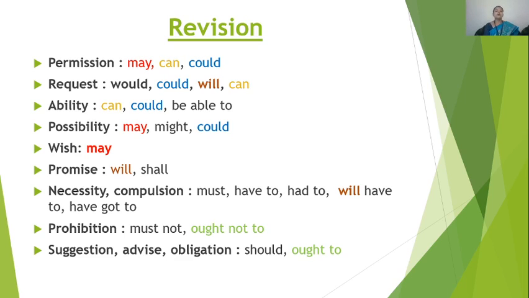Clear? Now, for the purpose of necessity and compulsion. For necessity, we use must, and for compulsion, we use have to. Apart from have to, had to, will have to, and have got to are some other modals that are used for the compulsion purpose. Clear? Now, prohibition means when you are not allowed to do something. For prohibition, we use must not and ought not to. So, must not shows that it is prohibited to the subject, and ought not to shows that it is the moral duty of the subject not to do it.